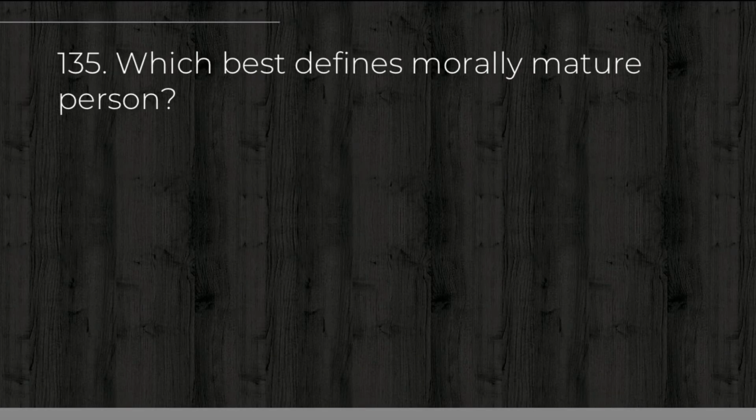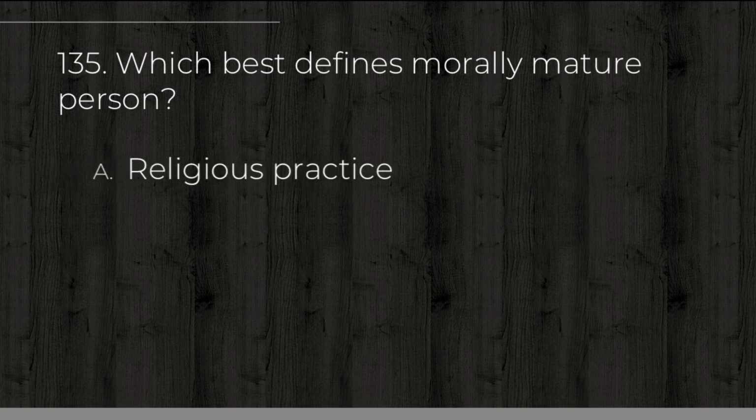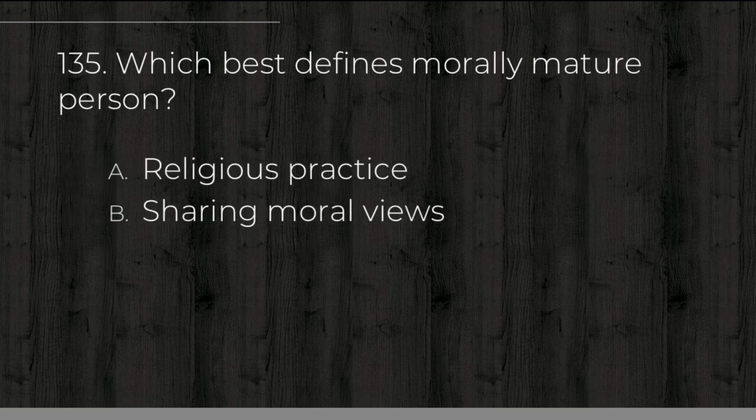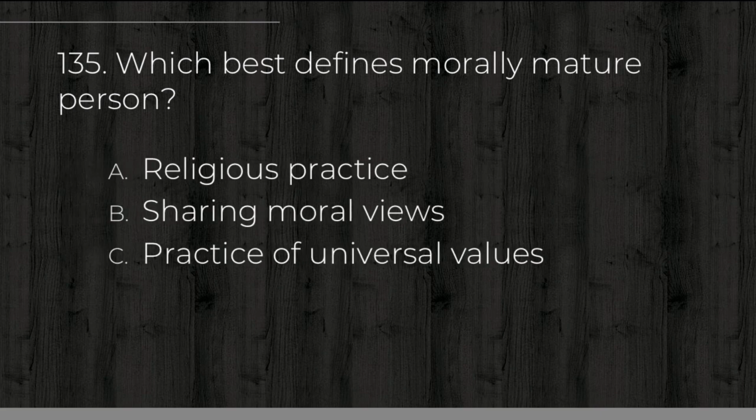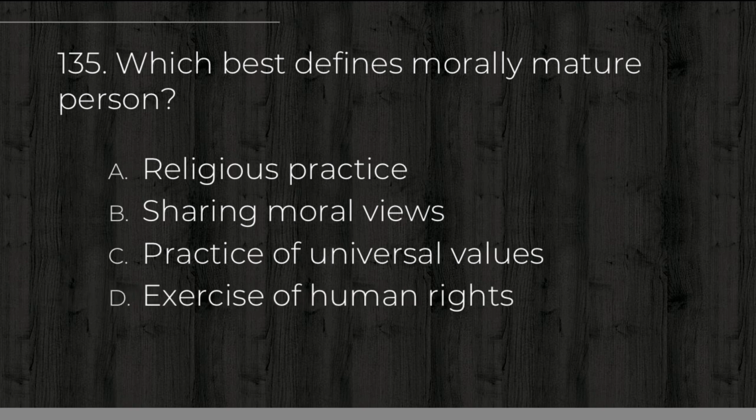135. Which best defines a morally mature person? Letter A, religious practice. B, sharing moral views. C, practice of universal values. And letter D, exercise of human rights. So what did I answer there, teacher? Okay, the answer, exercise of human rights, is wrong. It should be letter C.